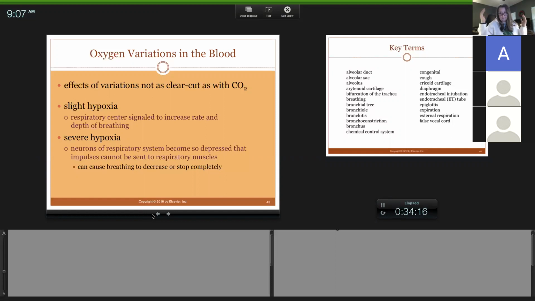So that's max saturation. If the body detects that oxygen is dropping, it's obviously going to try to get you to breathe more to pull in more oxygen. If it still is not able to attain oxygen, you can get to a point where the nerves fire so much that everything just kind of gives up. And then we get into severe hypoxia, where the breathing can stop completely. Okay.